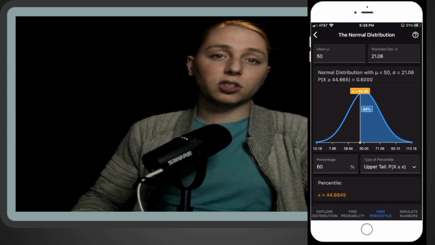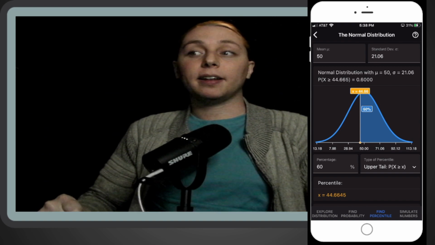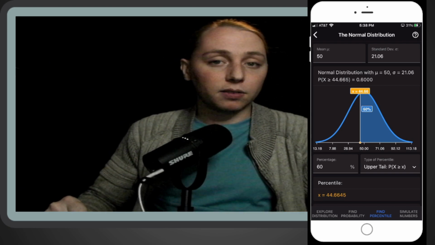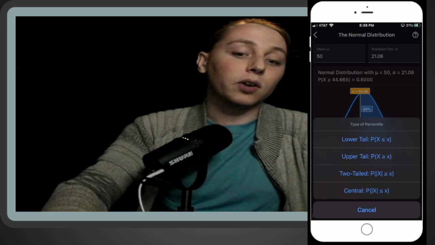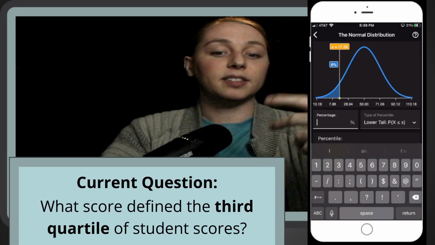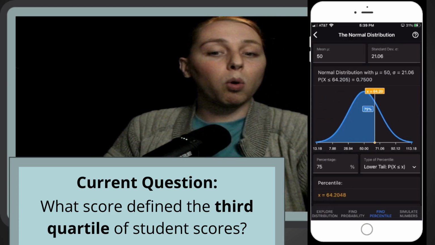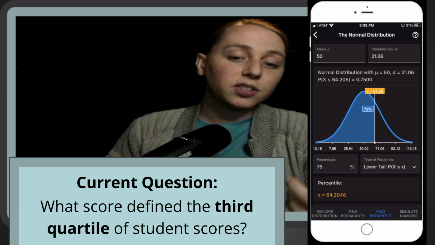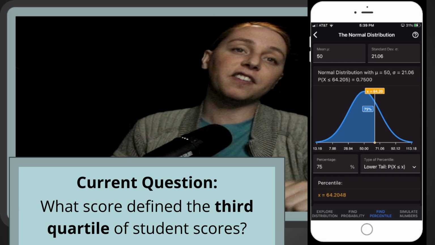We can also find things that are called quartiles. So if we'd like to know, what score did 75% of students get less than and 25% of students got more than? We'll put that in. It doesn't matter really for lower tail or upper tail, but let's head back to lower tail. We need to put in 75 for students who scored less than this. So the third quartile is a score of 64.20, meaning 25% of students scored above and 75% of students scored below.